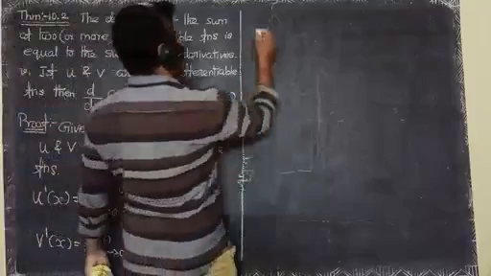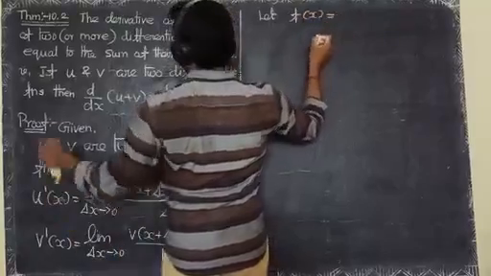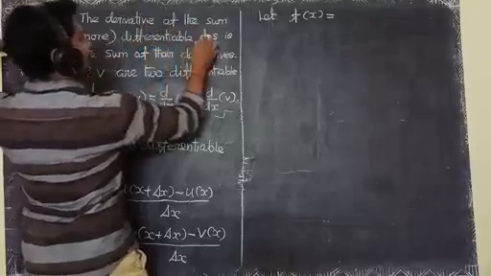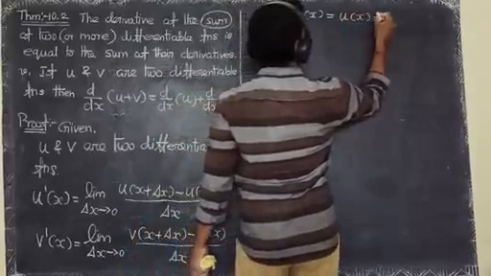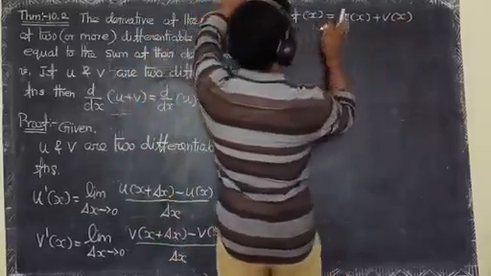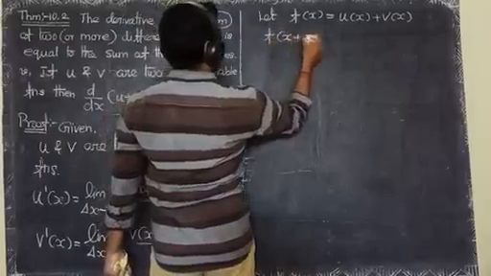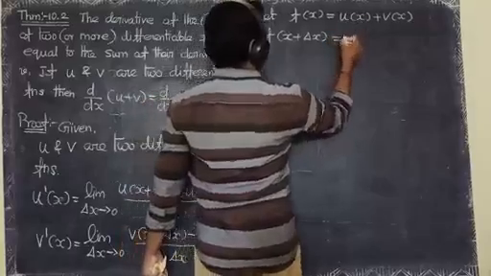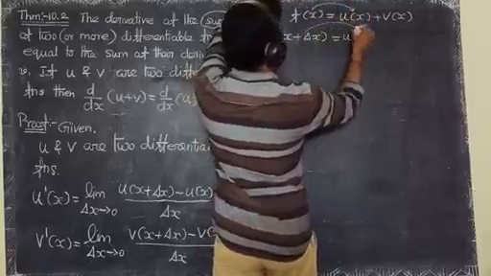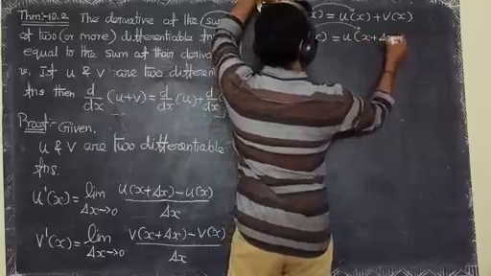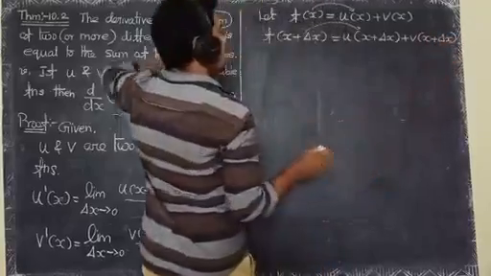Here, consider the function f(x), equal to the sum of two differentiable functions. Sum means addition, that is u(x) + v(x). This is f(x). Next, to find f(x + Δx), it is equal to u(x + Δx) + v(x + Δx).